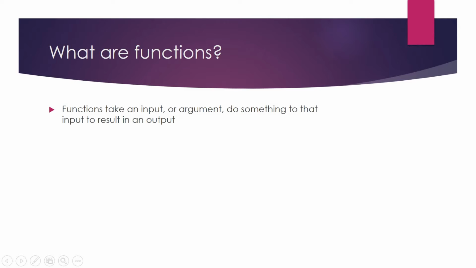Functions take an input or an argument, do something to that input, and give us an output. So if we thought about a function machine here, we would take in some inputs, which could be numbers or strings or whatever. They're going to do something to those inputs and give us an output. So what's inside of here is what we get to define today. We're going to define what actually happens to these inputs and what we get out.